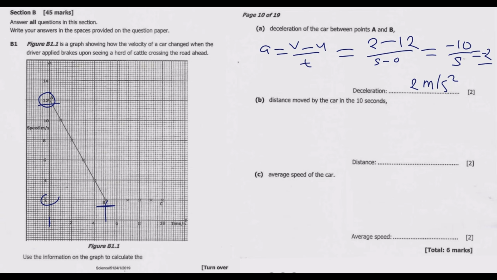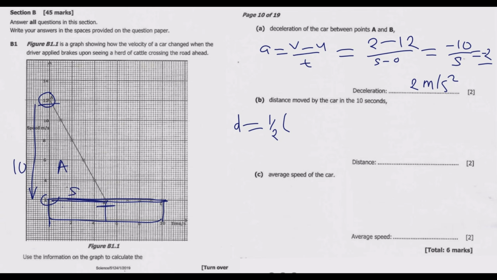Then B, distance moved by the car in the 10 seconds. So if you notice here, 10 seconds is up to here. So what we need to do is find this area. We have two shapes: this is a triangle, then this is a rectangle. So the distance is just the area under this curve. So we find the area of the triangle. Triangle is half times the height, which is 12 minus 2, which is 10. Then the length, which is up to here, is 5.